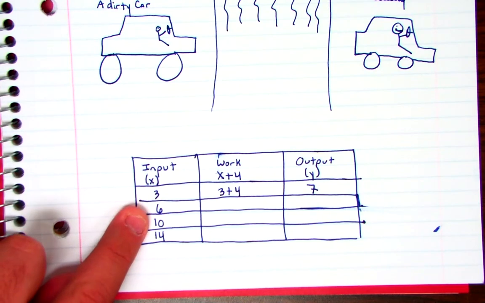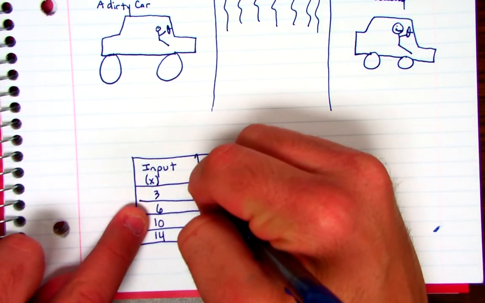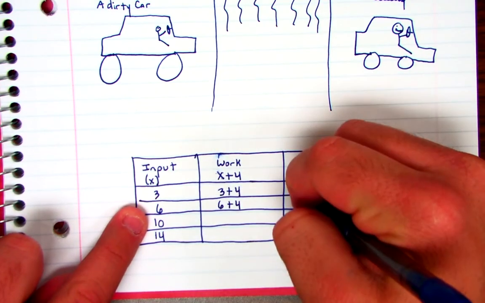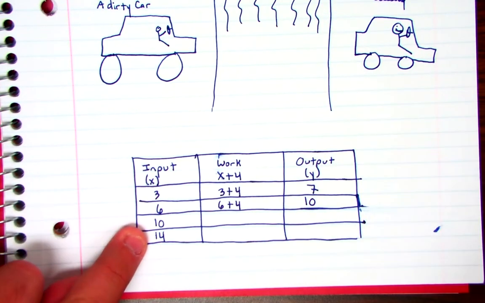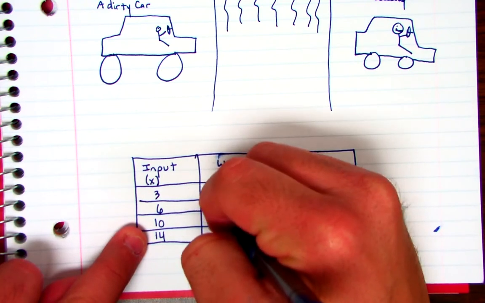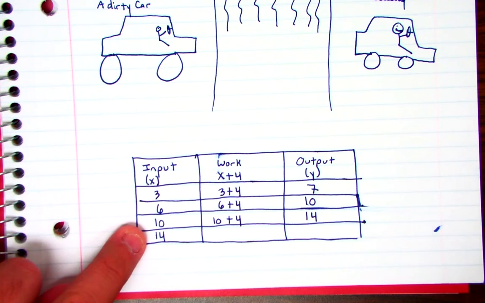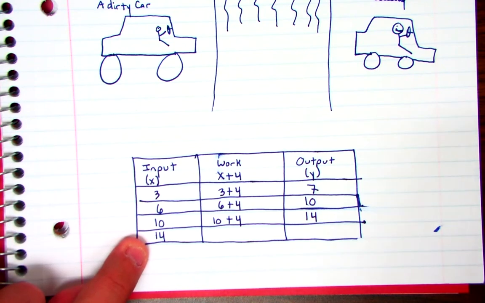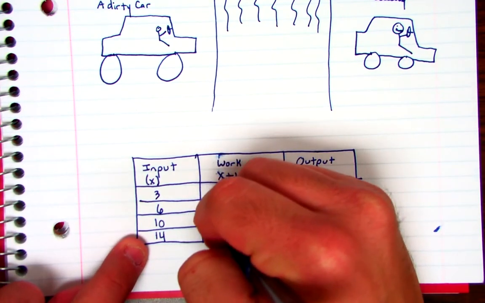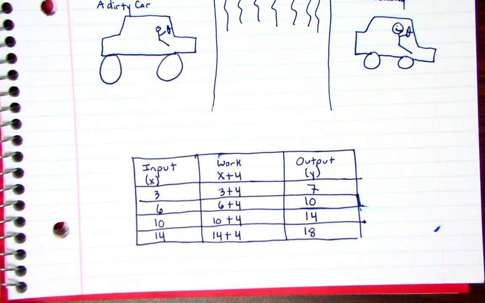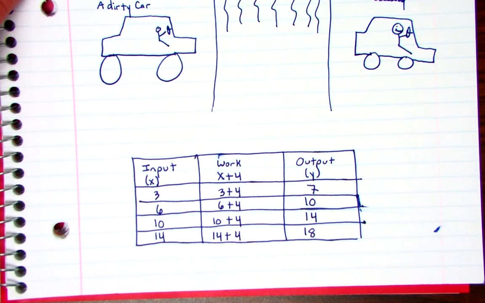Now what if your x value is a 6? What is 6 plus 4? Well, that's 10. What if you plug in a 10 for x? What's 10 plus 4? That's 14. That's very good. And what happens if you plug in a 14? Well, 14 plus 4 would be 18. There's your input-output tables. Look at that. So let's go ahead and look at this paper right here.